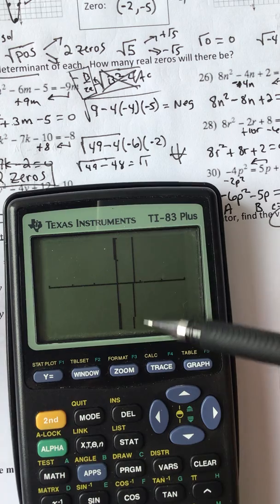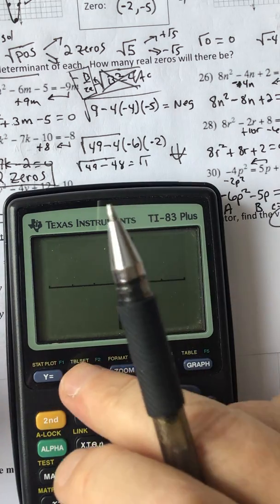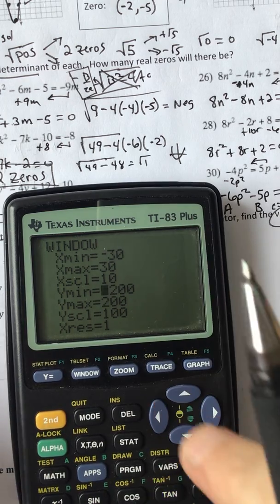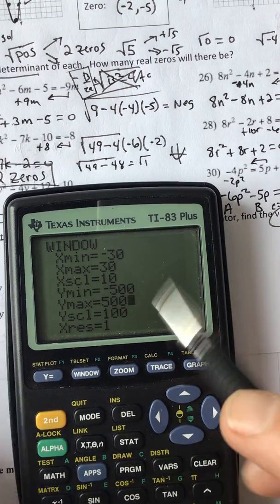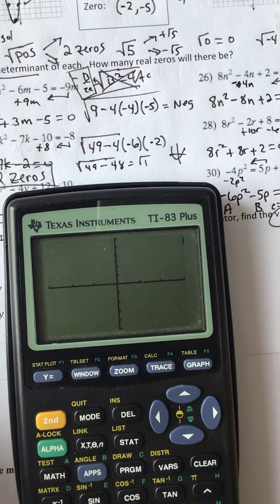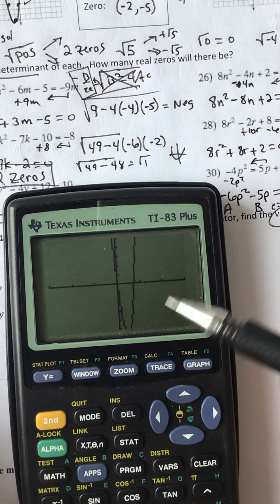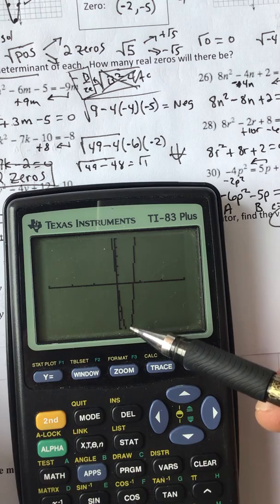There it is. It's just really deep. So see, 200's not quite enough to see how far down it goes. So maybe I'll go down a little bit more to maybe negative 500. So it's going to look sideways 30, up and down to 500. Okay, there it is. See, right there's one zero, right there's another zero, and the vertex is right there someplace.